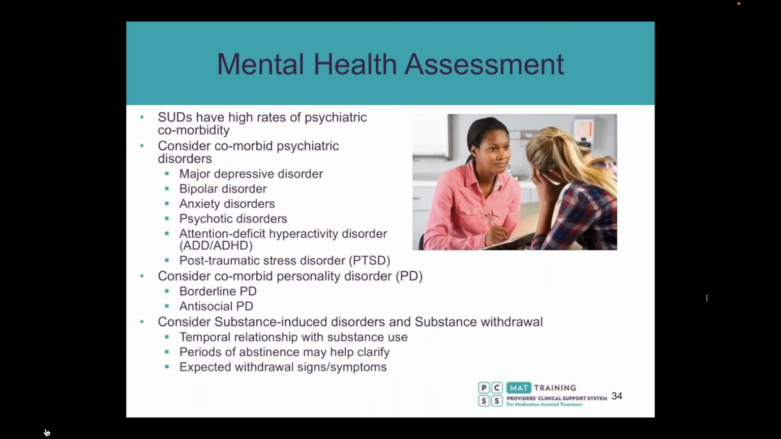Thinking again about mental health assessment, it's important to keep in mind the high rates of other psychiatric illnesses or psychiatric syndromes that may result from substance withdrawal or prolonged substance use. So very commonly, comorbid psychiatric disorders include major depressive disorder, bipolar disorder, anxiety and psychotic disorders, ADD or ADHD, and PTSD. Borderline personality disorder and antisocial personality disorder are also commonly comorbid. And then thinking about substance-induced disorders and symptoms of substance withdrawal. So thinking about the temporal relationship with substance use, periods of abstinence may help clarify symptoms if their symptoms go away or continue during periods of abstinence, and then the expected withdrawal signs and symptoms based on the substance they're using.